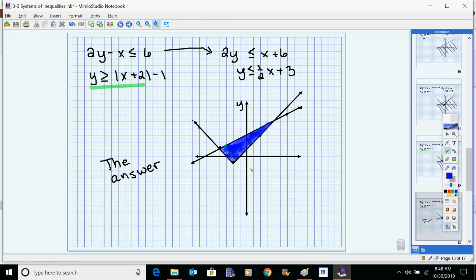So right, oh, this one should be down further. -2, -1, right down there. And then it's the part that would be in the little triangle. Okay. Alrighty.